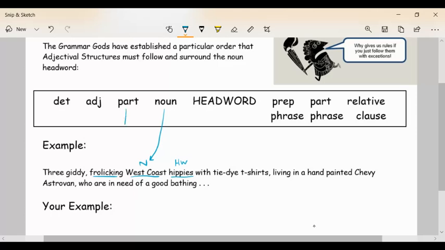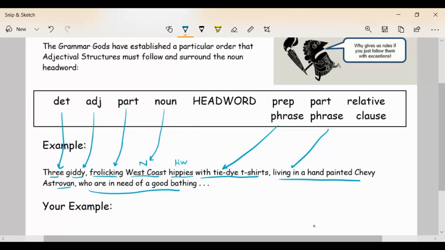Here's frolicking, which is your participle. Here's giddy, which is your adjective. Here's three, which is a form of a determiner. And then on the other side, here's a prep phrase, with tie-dye t-shirts. Here's your participial phrase, living in a hand-painted Chevy Astro van. And then here is this relative clause at the very end. And so it's all there.